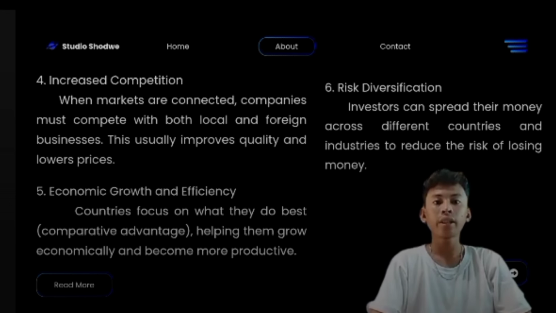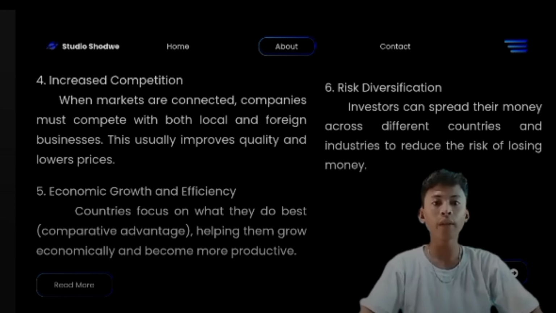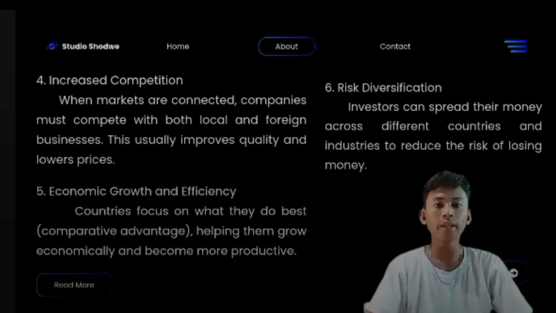Last, risk diversification. Investors can spread their money across different countries and industries, which reduces the risk of losing money. Example, a Filipino investor can invest in stocks from the US, Japan, and Europe rather than just local companies.